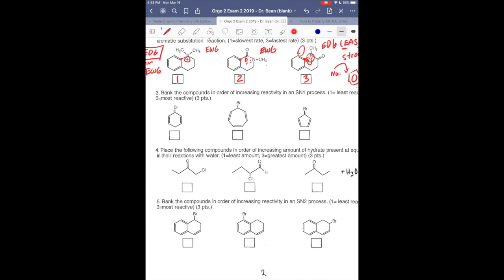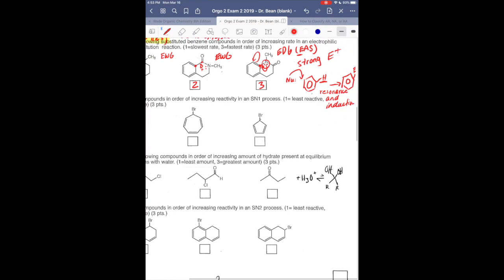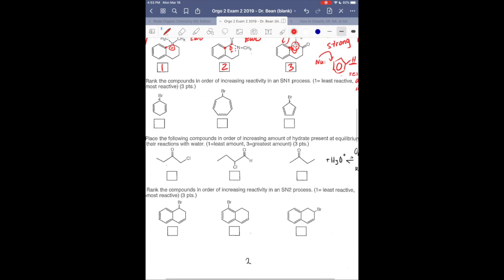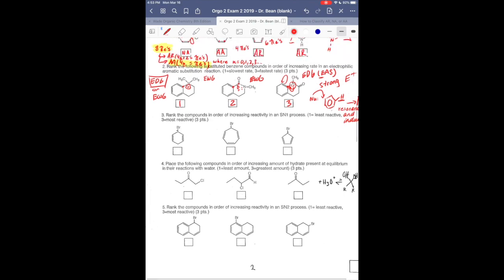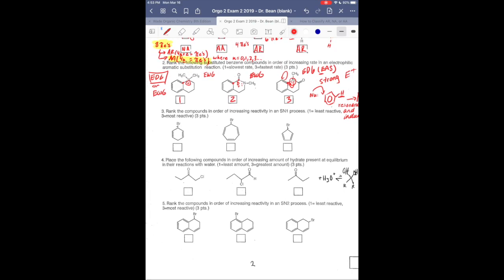Now, rank the compounds in order of increasing reactivity in an SN1 process, 1 being the least reactive and 3 being the most reactive. Okay, you guys, I'm going to give you a disclaimer that this question is another question asking you about aromaticity. Aromaticity is a very big concept on this exam. I cannot stress that enough. More than one fact question will ask about it. It will be on that ACS exam. So make sure that you feel confident about it.